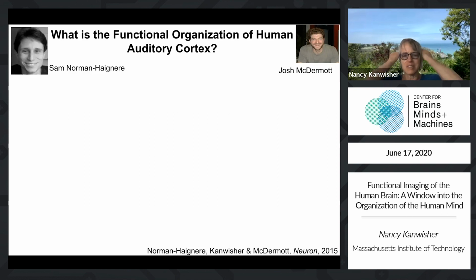It was known that all this stuff on the top of the temporal lobes here is involved in processing auditory information. But beyond that, we just didn't really know much. So we said, okay, let's take a totally different approach to trying to understand how auditory cortex is organized.